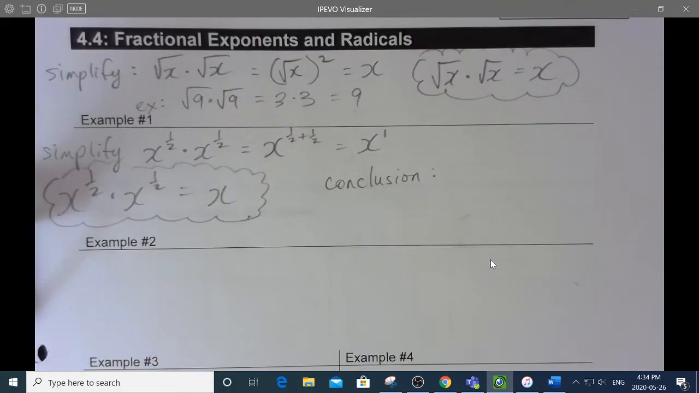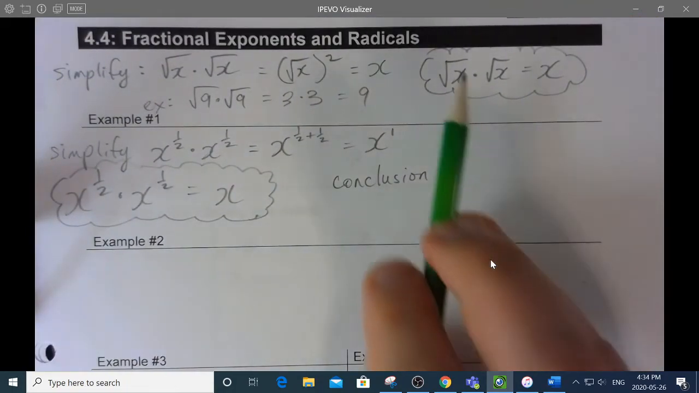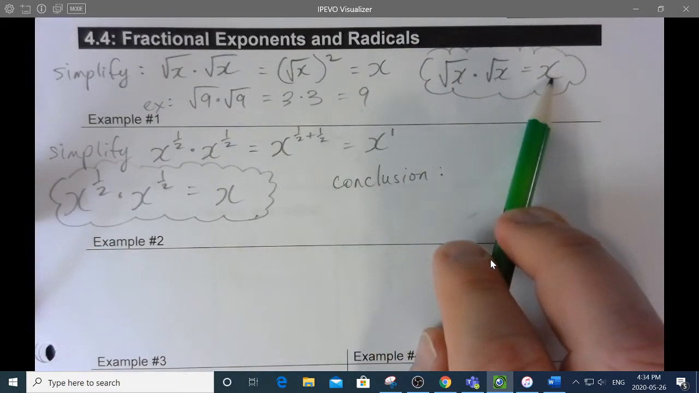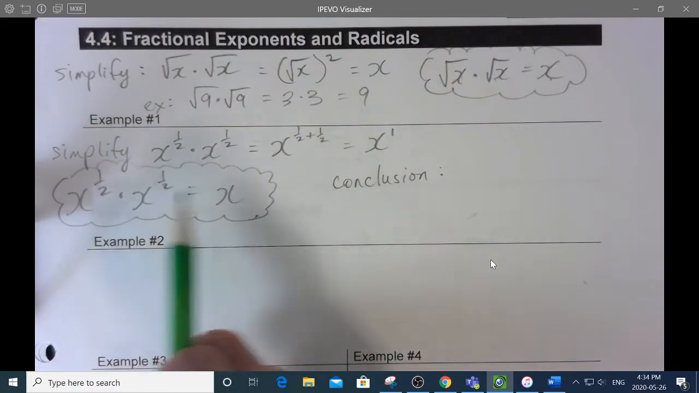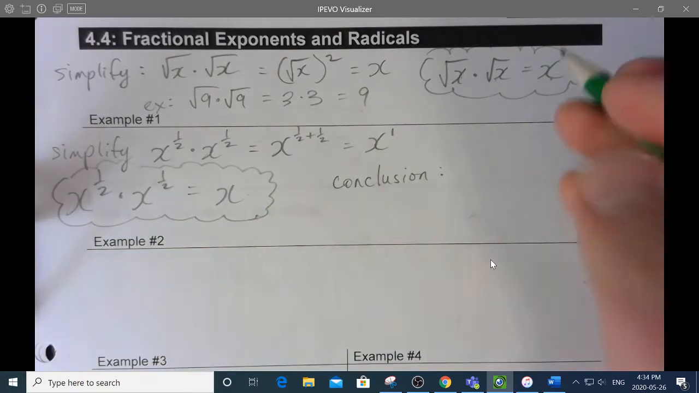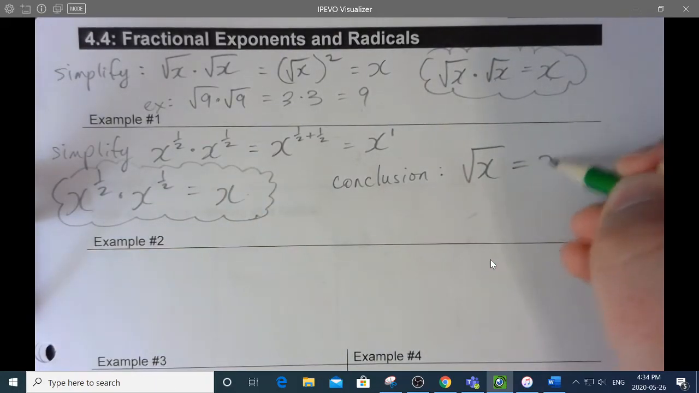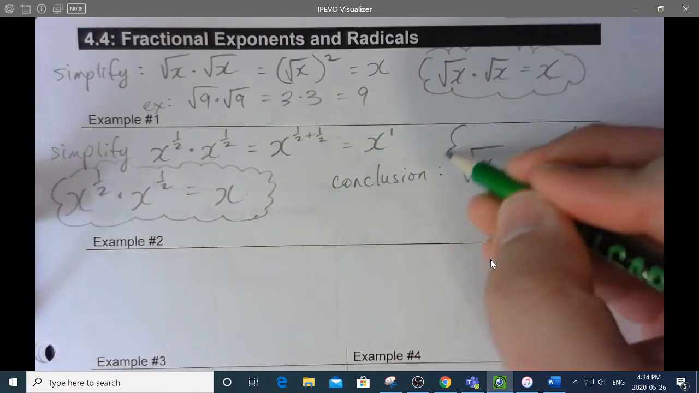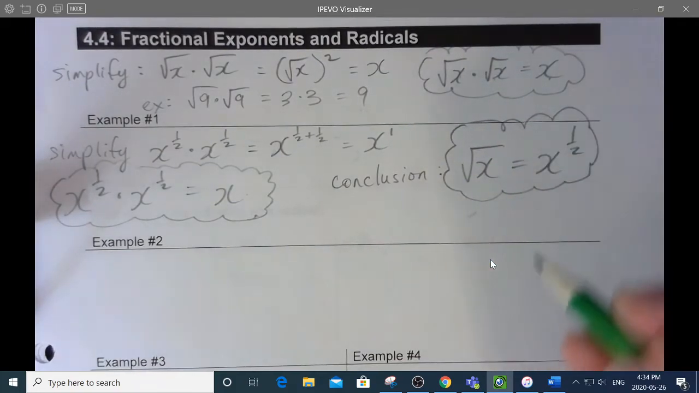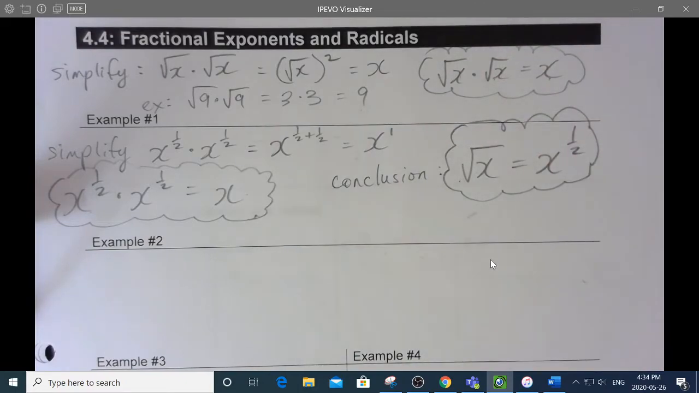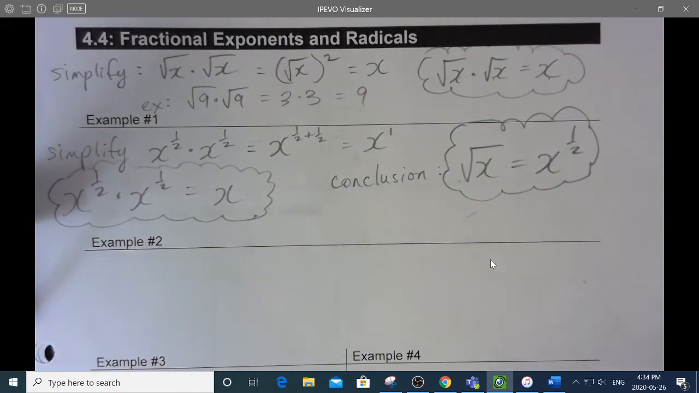Notice that if this thing times itself is x, and this thing times itself is x, then these two things must equal each other. And like I said, radicals are exponents. The square root of a number is like saying, what is that number to the power of a half? Sometimes students have a very difficult time getting their head around this. Let me show you that this isn't as weird as it sounds.